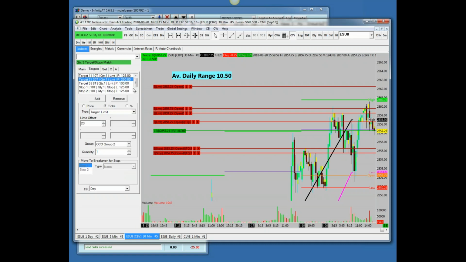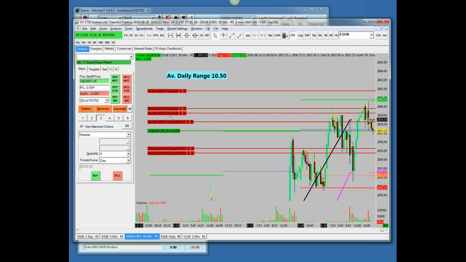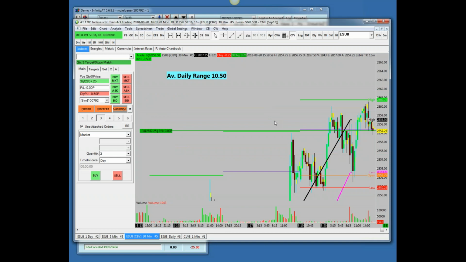I can very easily just cancel all these or move them around by clicking cancel all. Okay? Here's my original entry. Let's flatten it out.